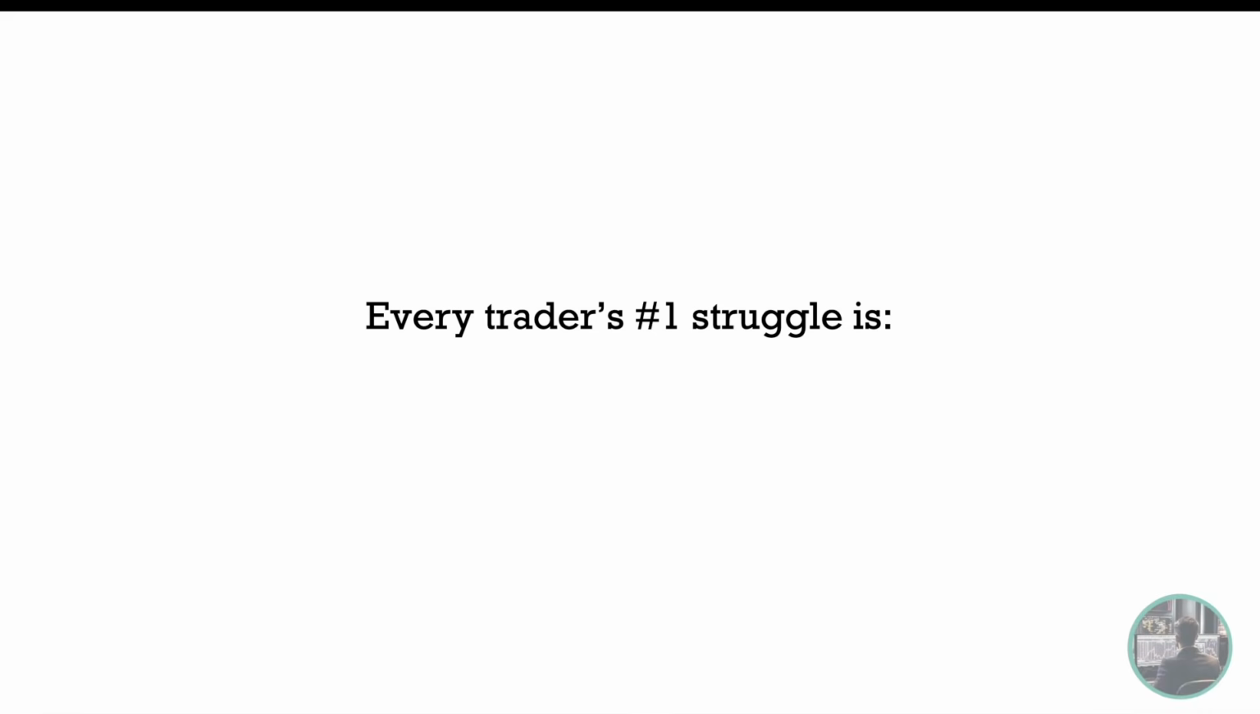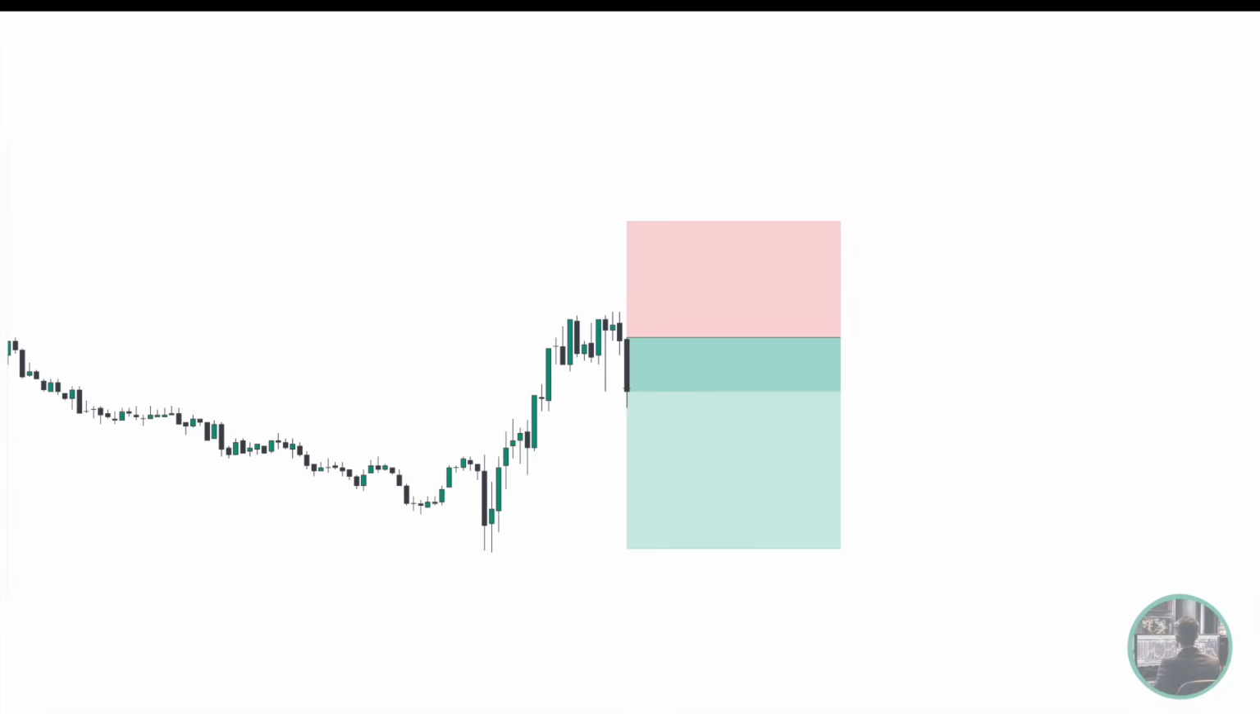Every single trader's number one struggle, no matter who you are, is getting the trade's direction right. Every trader hits the same wall. No matter how hard they try, they can't get the trade's direction right consistently. Their win rate is low. And that's a critical problem because you can have the cleanest entry and the best risk reward, but no matter how you structure it, if you get the direction wrong, your trade will lose.